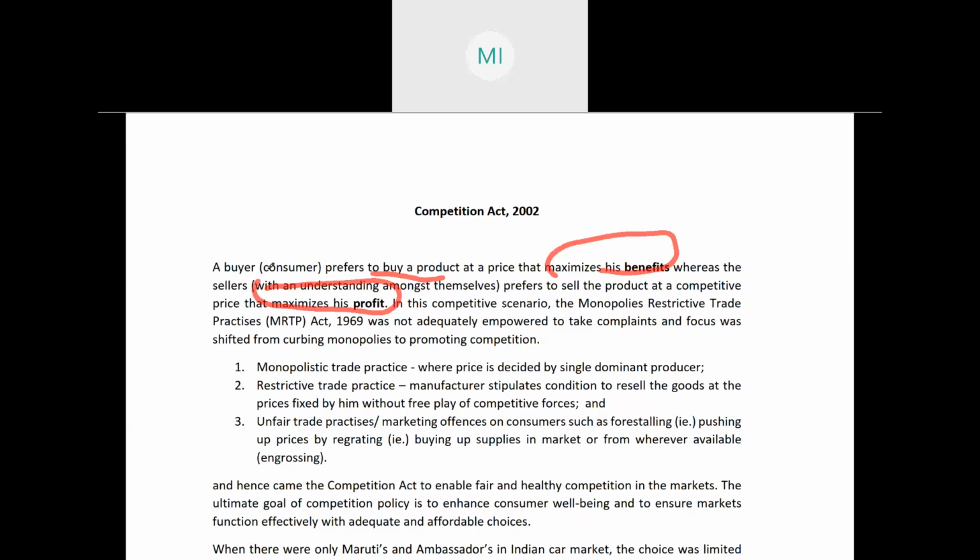Just before we go into the competition law, we'll just see what was there before. Initially there was something called the MRTP Act, that is the Monopolies and Restrictive Trade Practices Act, 1969. This was the act which was there before this Competition Act. Now this act is repealed, and then the Competition Act came into force.